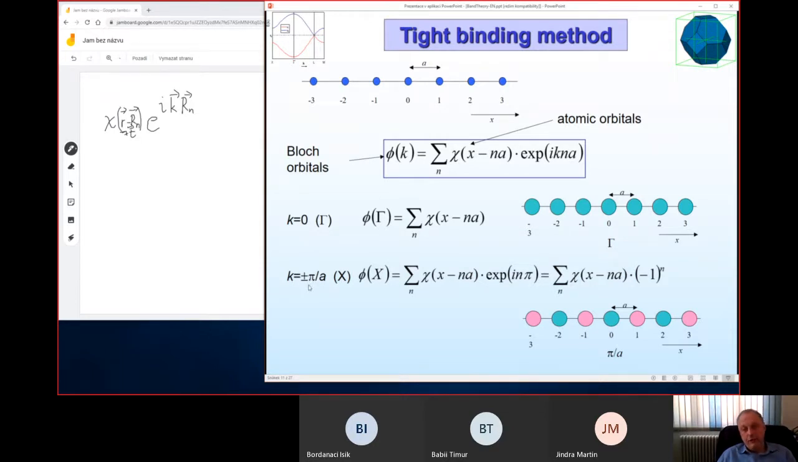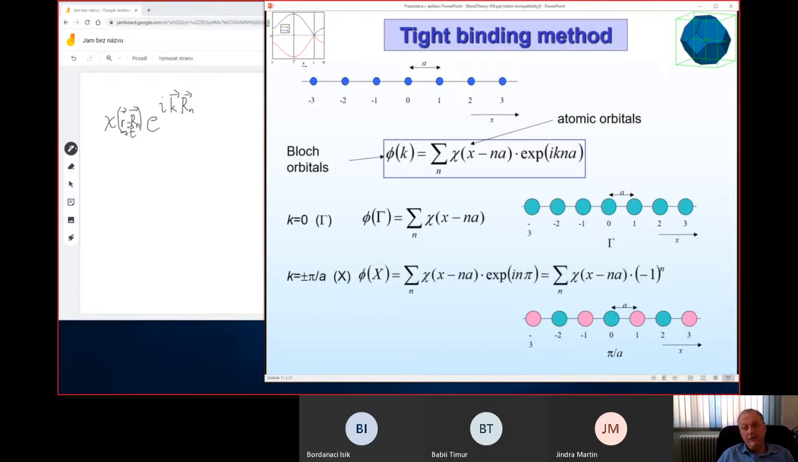Now, if we move in the first Brillouin zone to the Brillouin zone boundary, which is either pi over a or minus pi over a, this is referred to as a point X, we have again these atomic orbitals, and we sum them over all unit cells. But now we substitute pi over a here, so a is cancelled and we have i n pi, and this now depends on whether the n is odd or even.